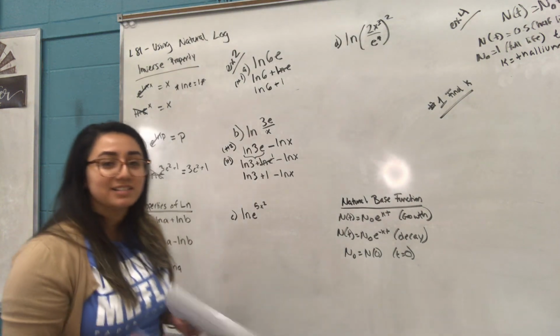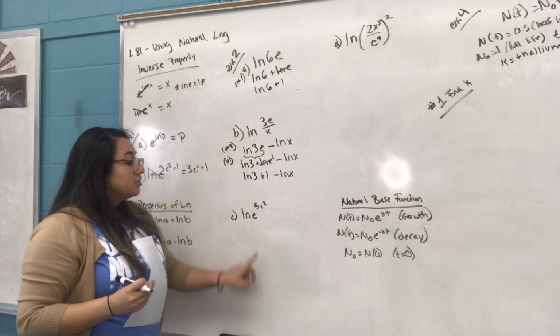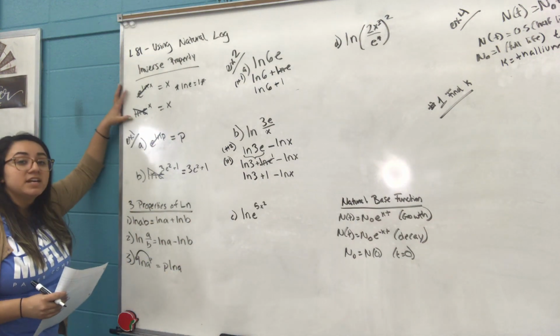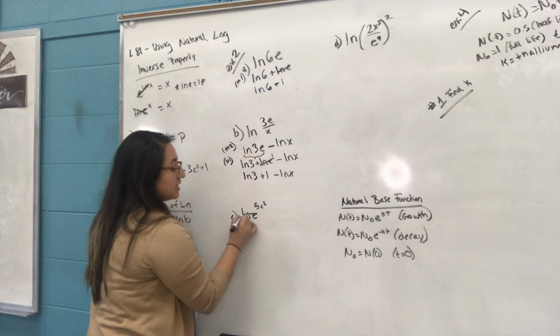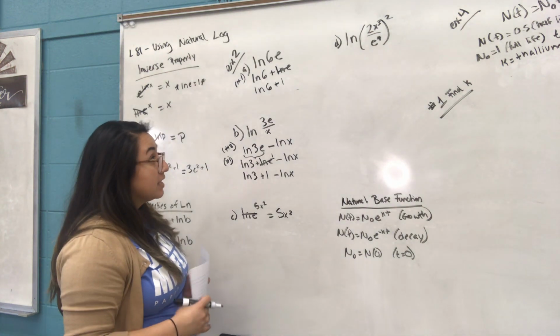You can do it that way. I honestly don't care. It means the same thing. C, the natural log of e to the 5x squared power. If we go back to the original rule of inverse properties, whenever you have the natural log and the e right next to each other, they cancel out and you're just left with the exponent. That was easy. Last one.